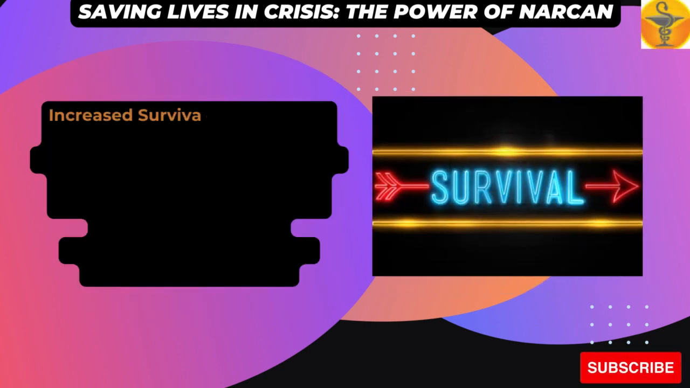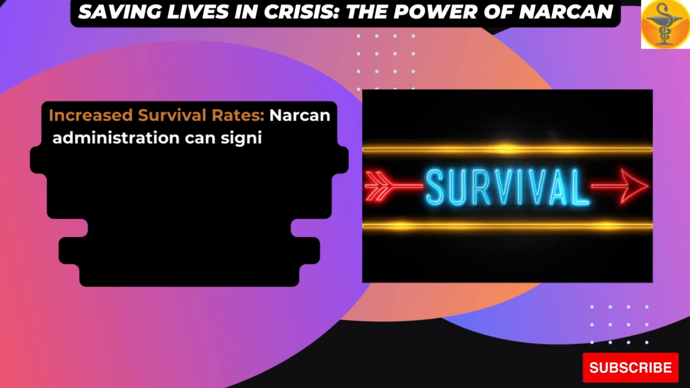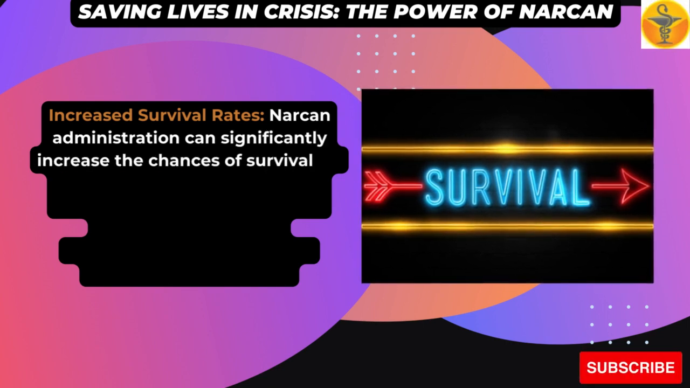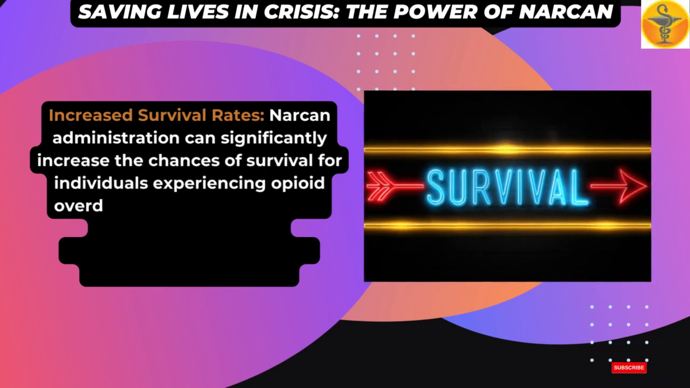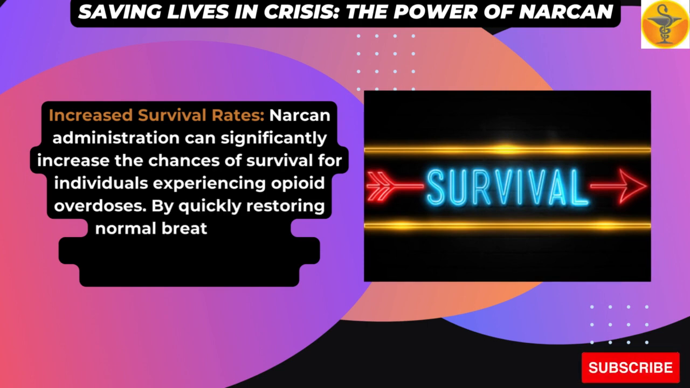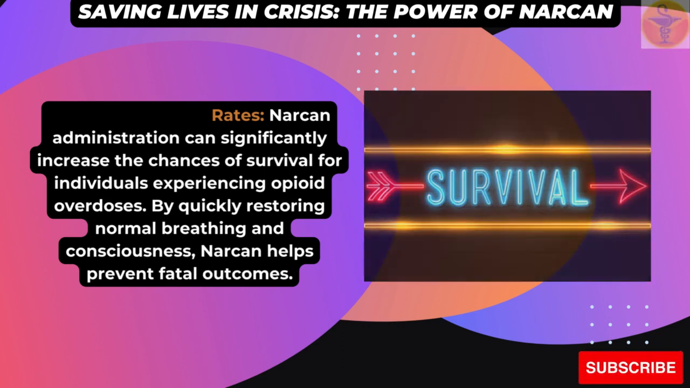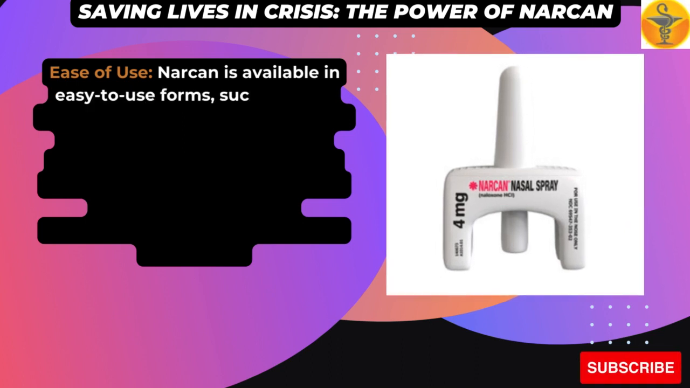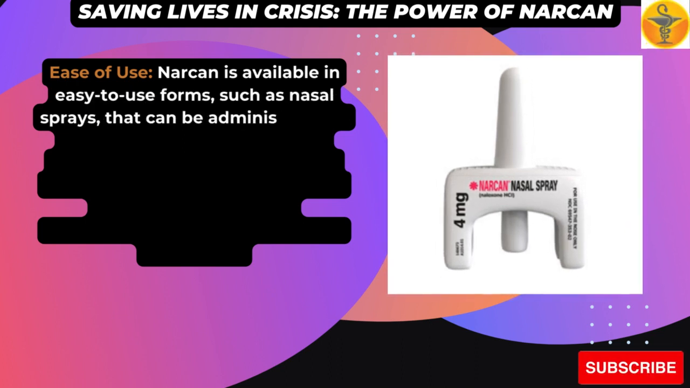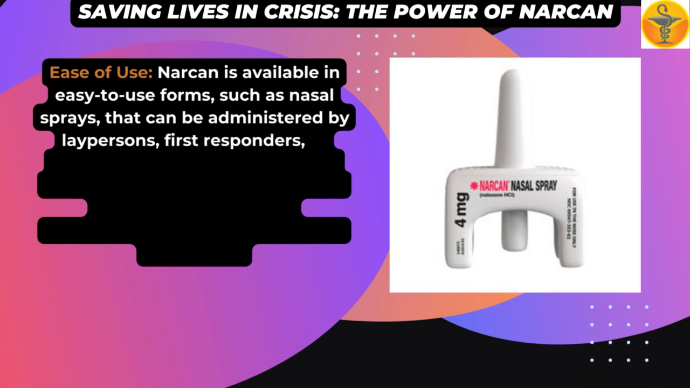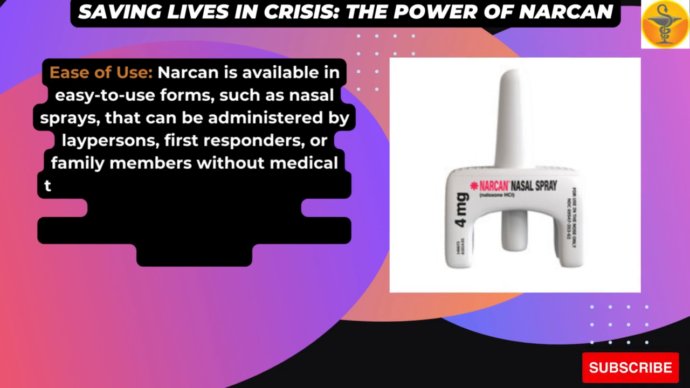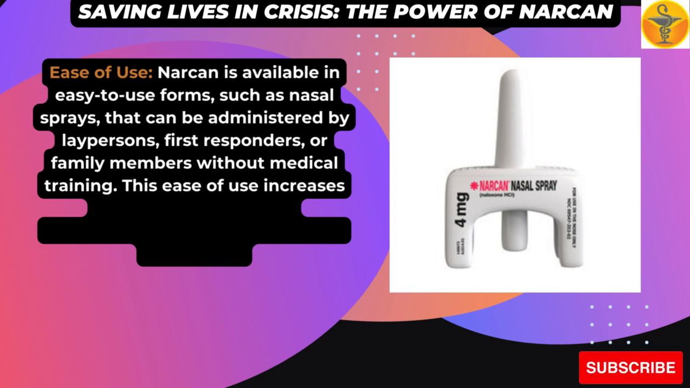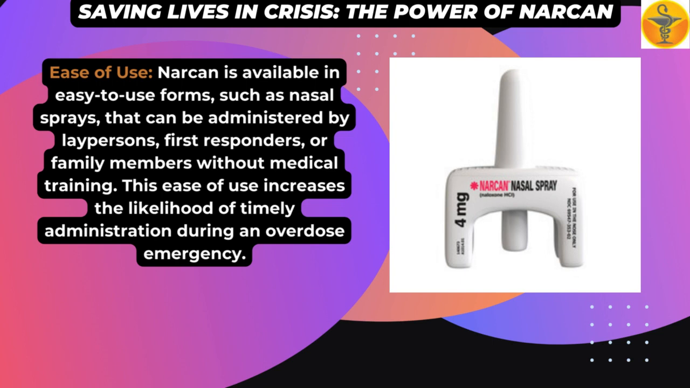2. Increased survival rates. Narcan administration can significantly increase the chances of survival for individuals experiencing opioid overdoses. By quickly restoring normal breathing and consciousness, Narcan helps prevent fatal outcomes. 3. Ease of use. Narcan is available in easy-to-use forms, such as nasal sprays, that can be administered by laypersons, first responders, or family members without medical training. This ease of use increases the likelihood of timely administration during an overdose emergency.